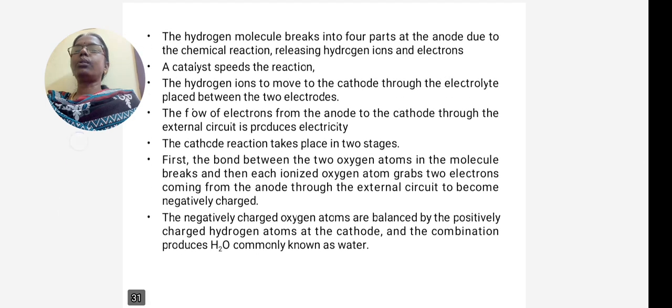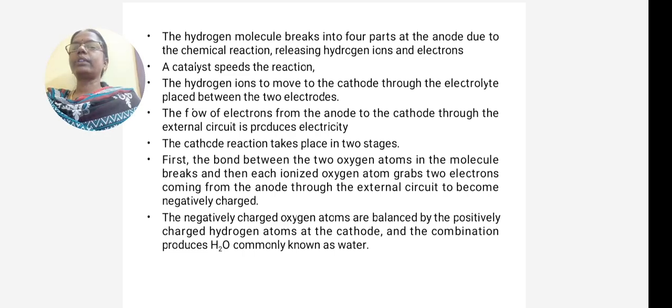The hydrogen molecules break apart at the anode due to a chemical reaction. It releases hydrogen ions and electrons. This chemical reaction is sped up by the catalyst. The hydrogen ions move towards the cathode through the electrolyte, which is placed between the two electrodes. The electrons also move towards the cathode through the external circuit. This flow of electrons produces the electricity.